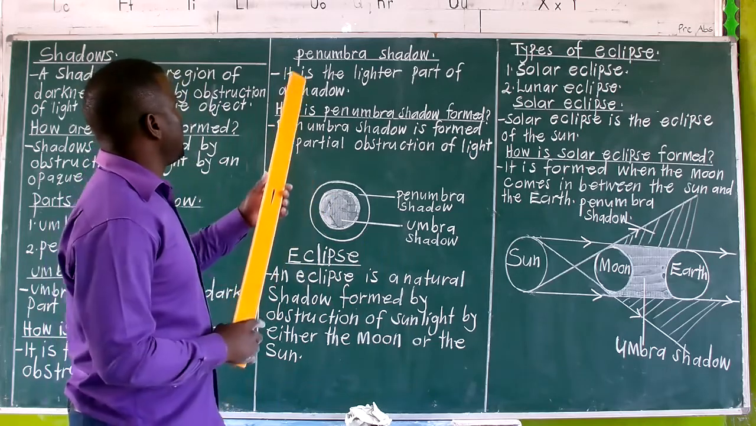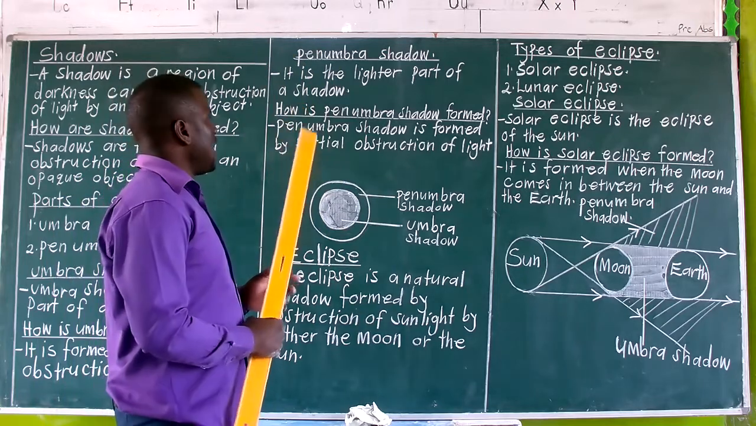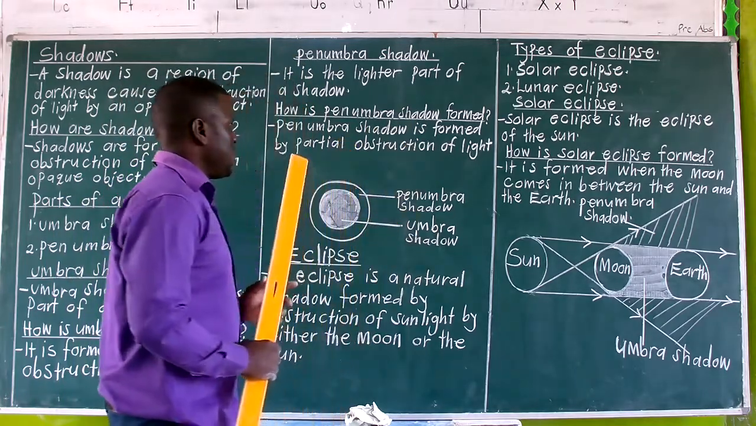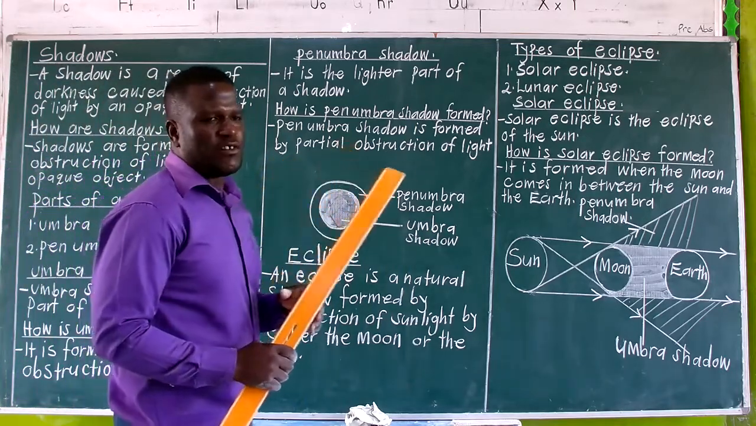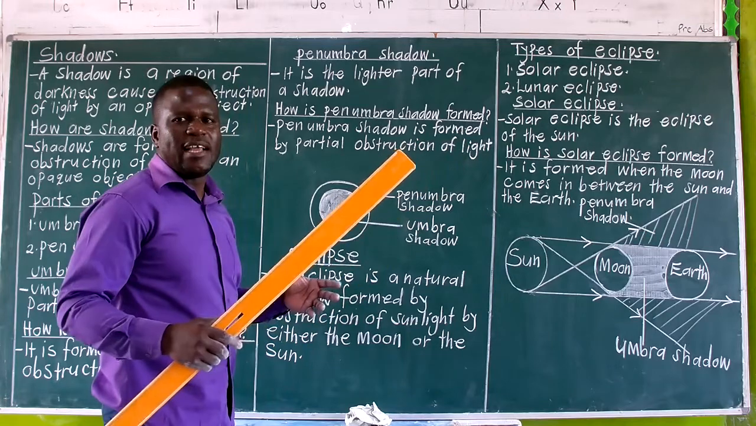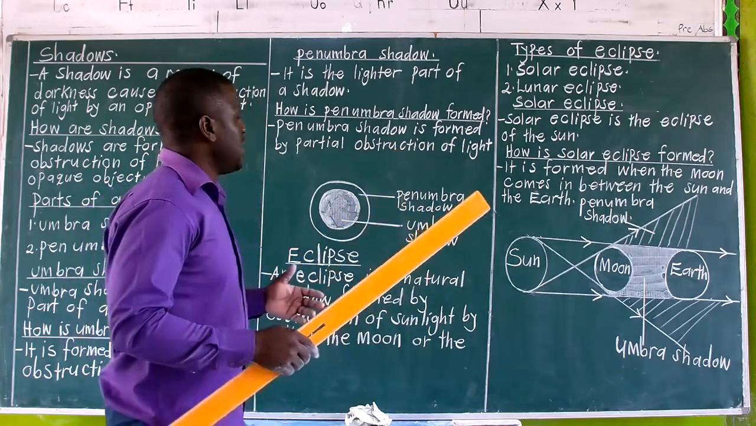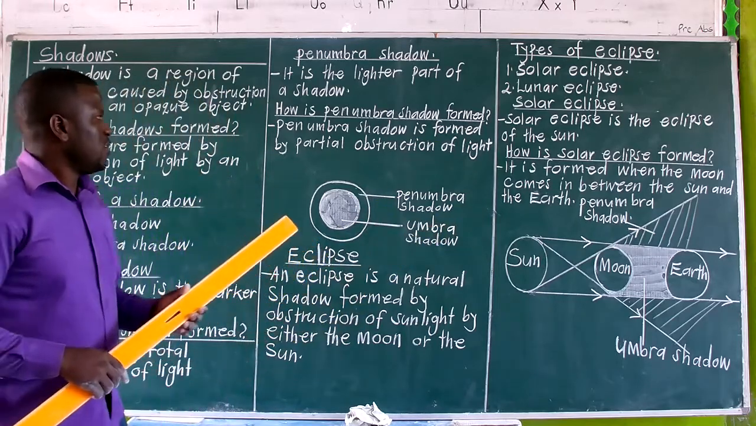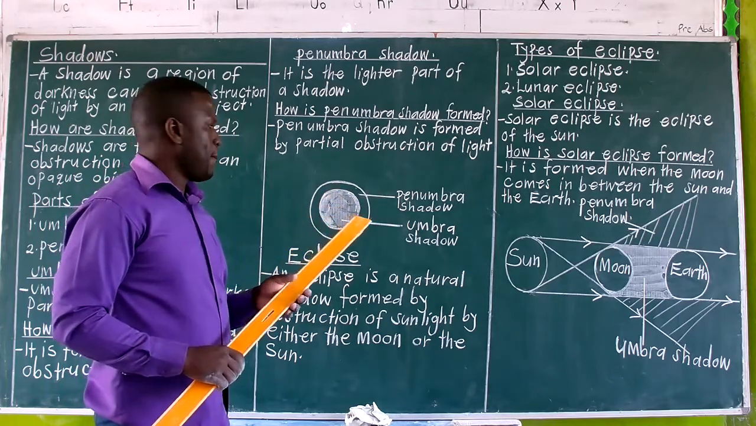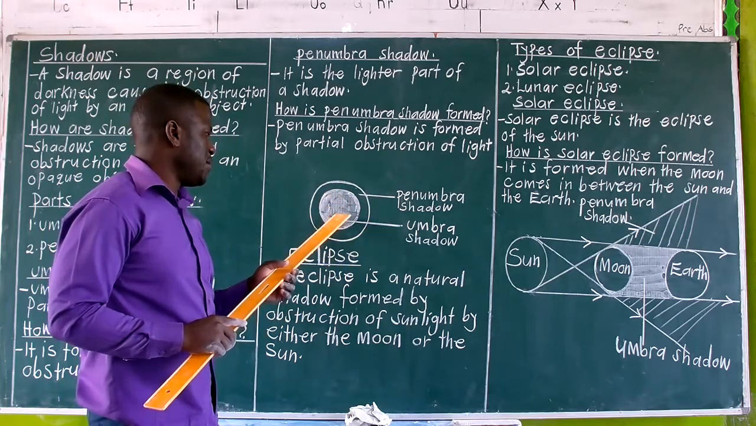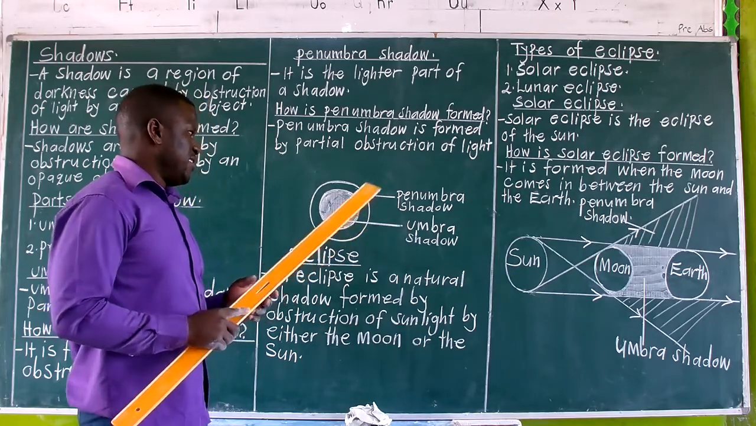Then you have what you call penumbra shadow. Penumbra shadow is the lighter part of a shadow. And how is penumbra shadow formed? Penumbra shadow is formed by partial obstruction of light. Partial obstruction of light simply means that not all light is blocked or obstructed. Some light is obstructed and another one is not obstructed. So if you look at this diagram, it's showing parts of a shadow. We have the penumbra shadow and the umbra shadow. You can see umbra shadow is total darkness. Then penumbra is light.